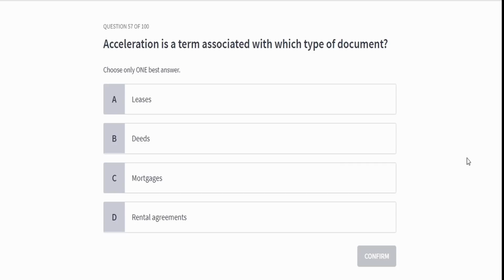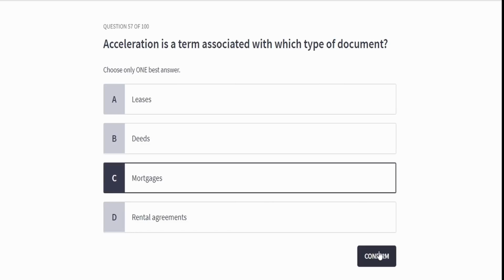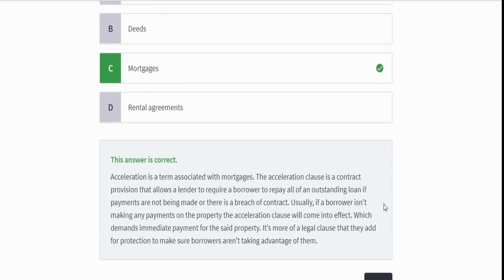Alrighty. So what are we working with here? Well, our correct answer for acceleration, what is the term associated with which type of document? That's going to be C, mortgages. So acceleration is a term associated with mortgages.